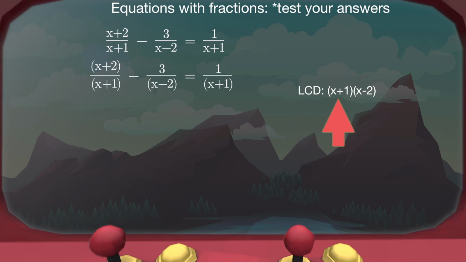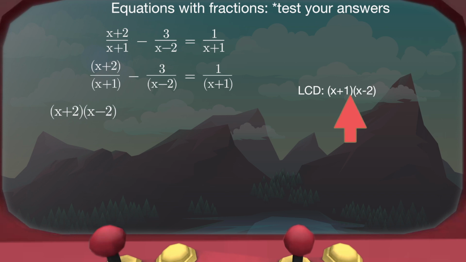Now what I'm going to do is take this lowest common denominator, divide it by the denominator, and what is left I'm going to multiply with the numerator. So let's see what I mean. x plus 1, x minus 2 divided by x plus 1. So the x plus 1 and x plus 1 will cancel out. And then what is left? x minus 2, and we're going to multiply it with the numerator. So I write it down as x plus 2, which is the numerator, times what is left, x minus 2. Now let's go to the next one.